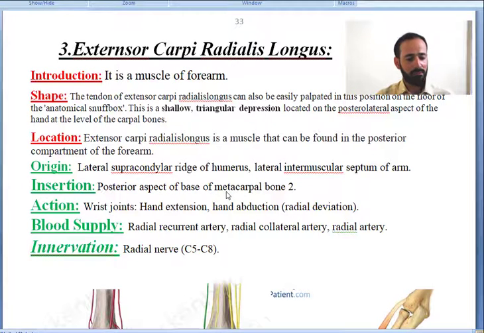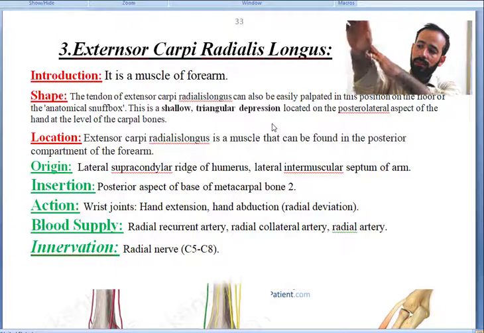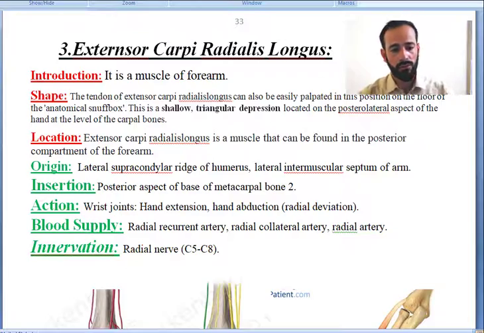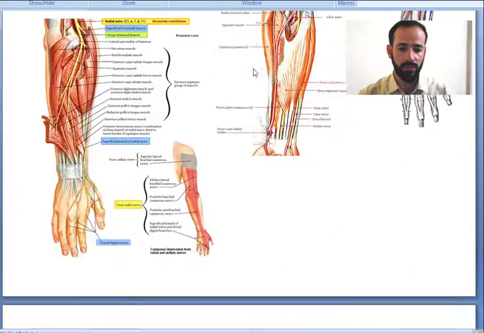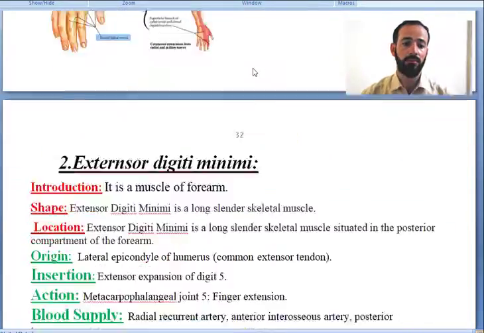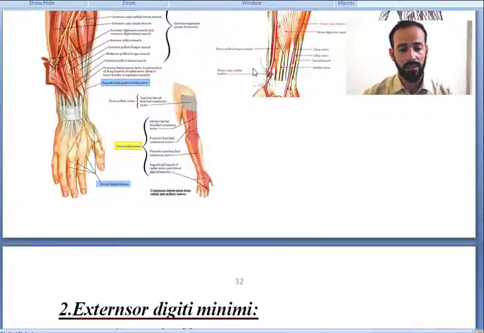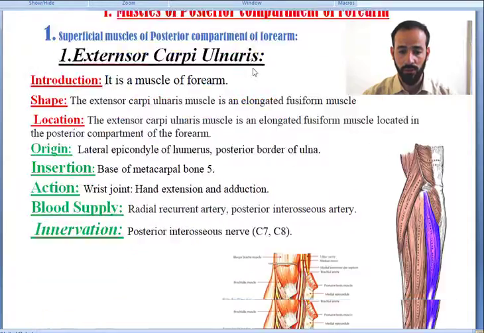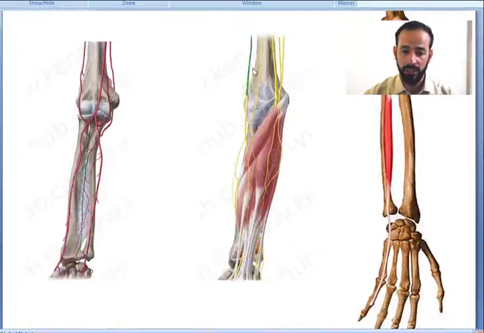We are discussing the muscles of the human body, and we have started with the muscles of the upper limb, right? So we have reached the muscles of the posterior compartment of the forearm, the superficial muscles I'm recording, and in the previous lecture we discussed extensor carpi ulnaris and extensor digiti minimi.